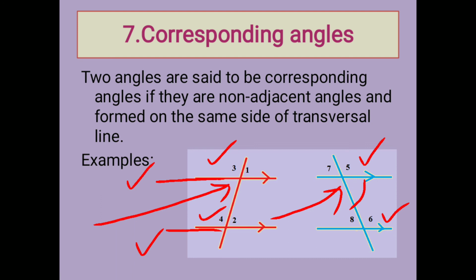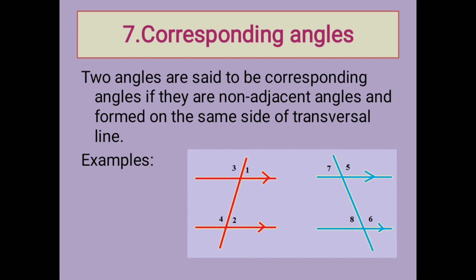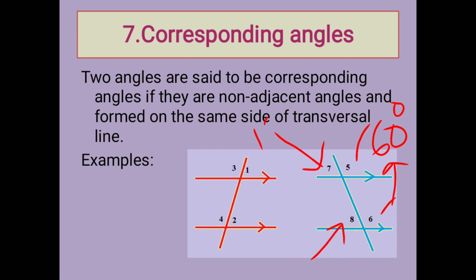And the interesting property of corresponding angles is that two corresponding angles are equal to each other. Like if the angle at the fifth position is 60 degrees, then the angle at the sixth position will also be the same, that is 60 degrees. If the fifth is 120 degrees, then at the eighth position it should also be 120 degrees. So two corresponding angles are always equal.